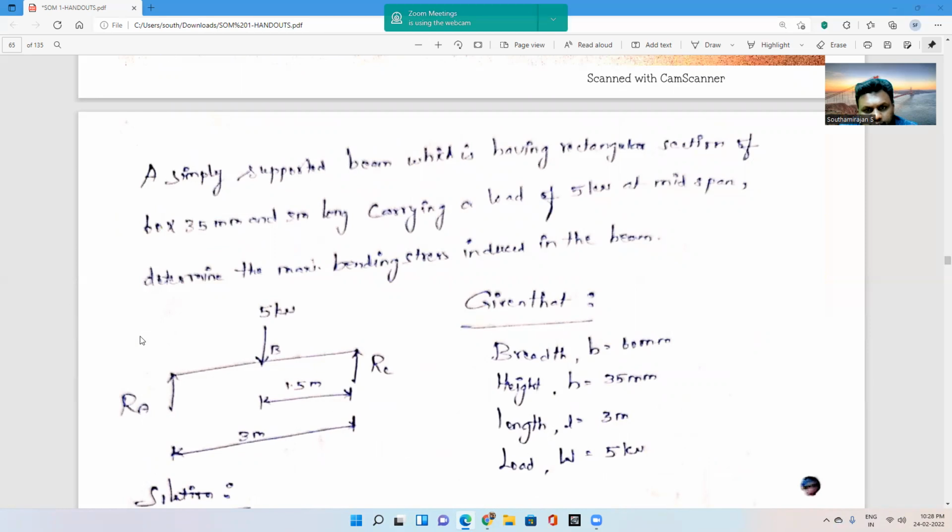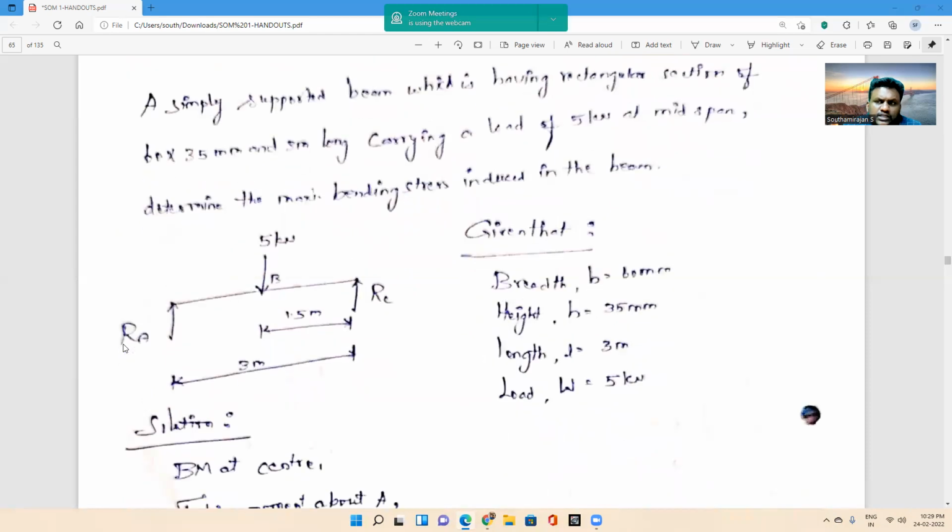A simply supported beam having a rectangular section of size 60 by 35 mm and 3 meters long, carrying a load of 5 kilonewton at midspan. Determine the maximum bending stress induced in the beam. With the help of this given question, we will draw the diagram of the simply supported beam, which is supported at both ends, RA as well as RC. The load of 5 kilonewton is at midspan. The total span is 3 meters, so half of the span will be 1.5.